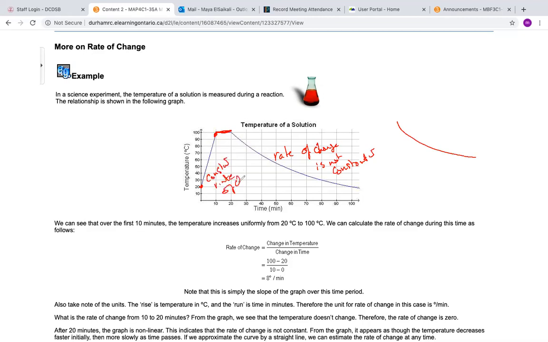And then if I'm looking at this part right here, I have a 0 rate of change. My rate of change here is 0 because I have no change in temperature, right? So my y2 minus y1, I have no change. It was 100 and it stayed 100. So 100 minus 100, that's a 0. So I have 0 rate of change when I have a horizontal line, okay?